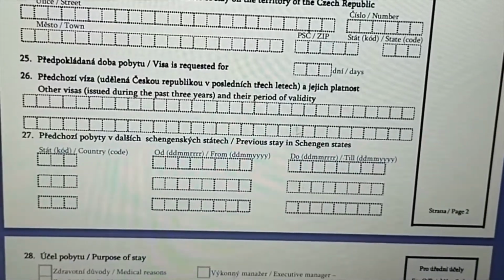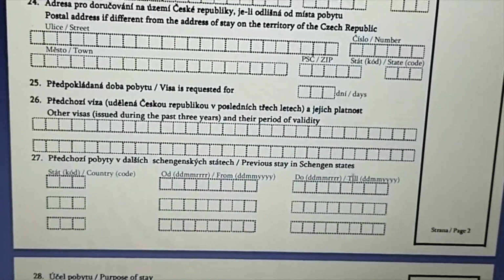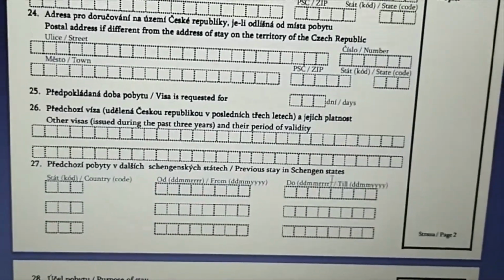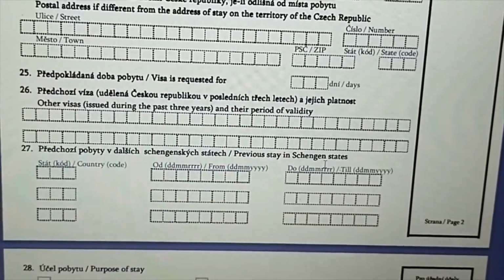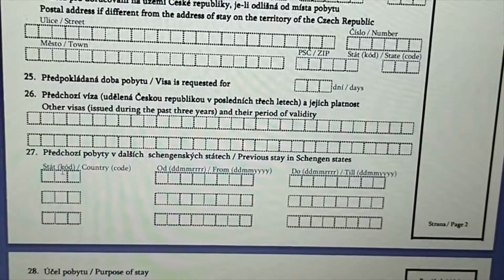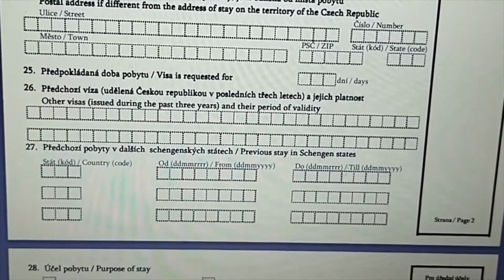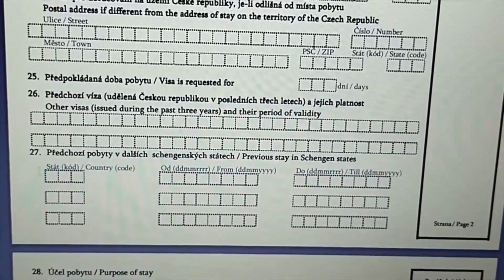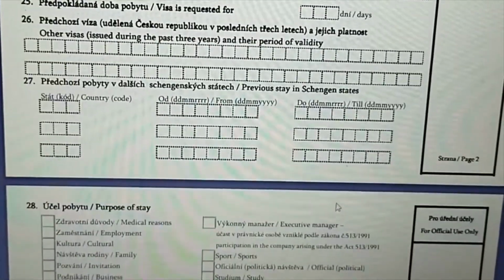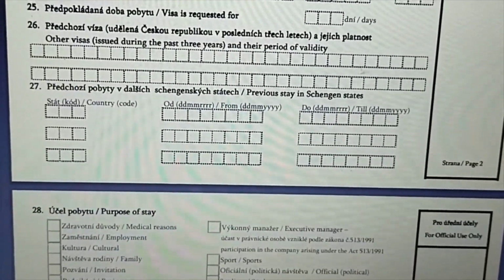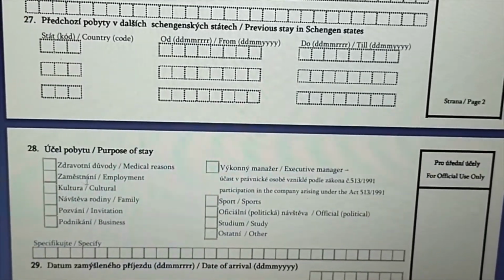Now, here is previous stay in the Schengen states. If you have been to any of the Schengen countries, remember we have 26, 27 member states of the Schengen zone, please indicate those, the country code here, from when to when. You put the first country, second country, third country. If you have not been to any Schengen state before, then either you cross it over or you ignore this space.